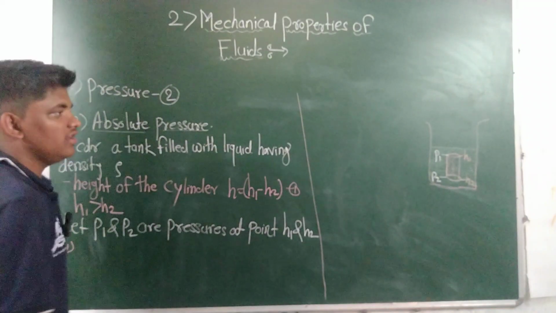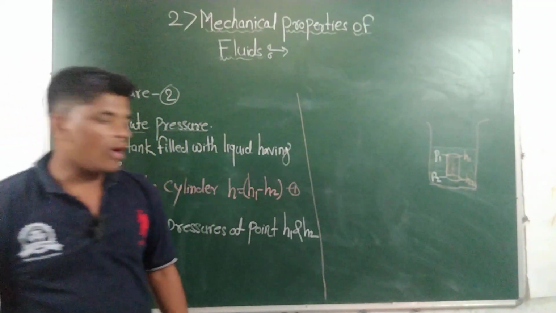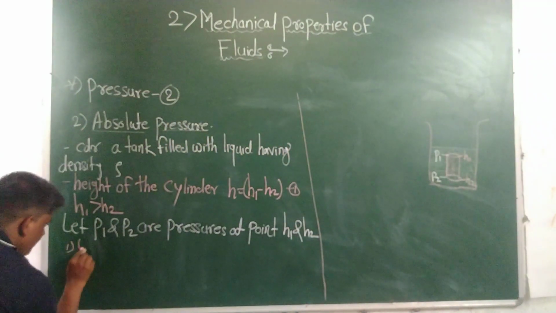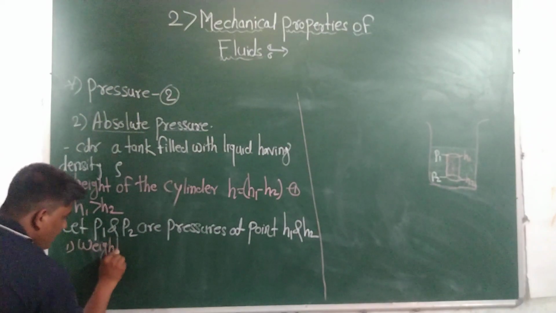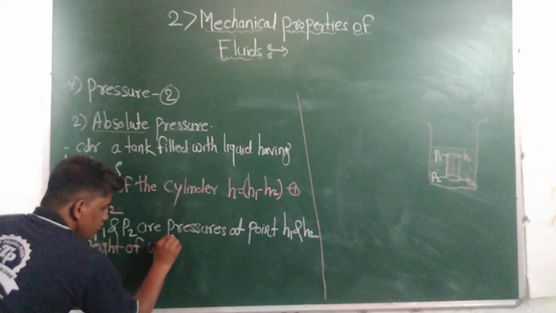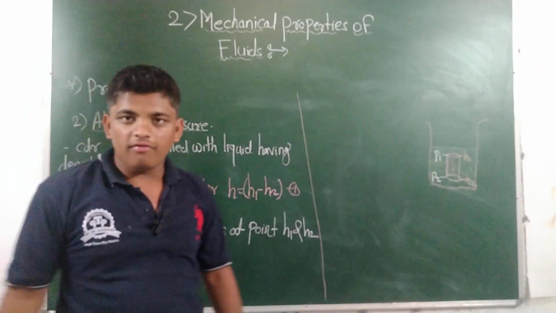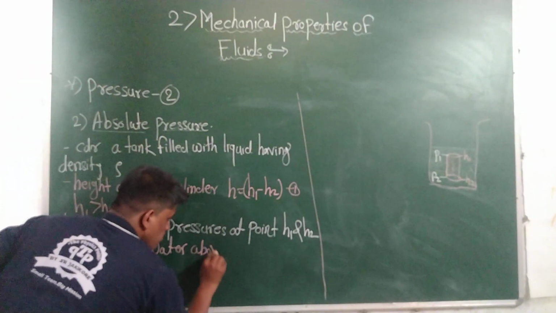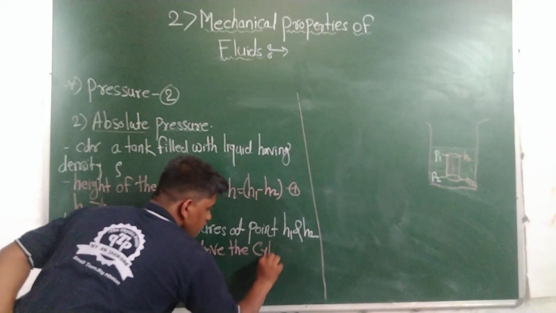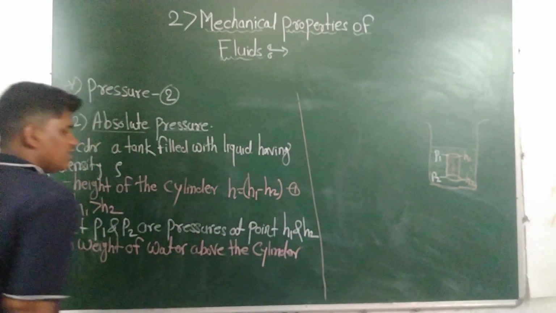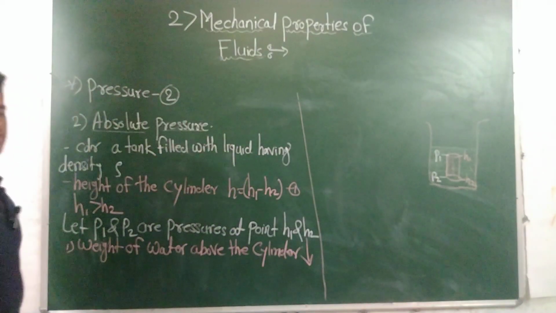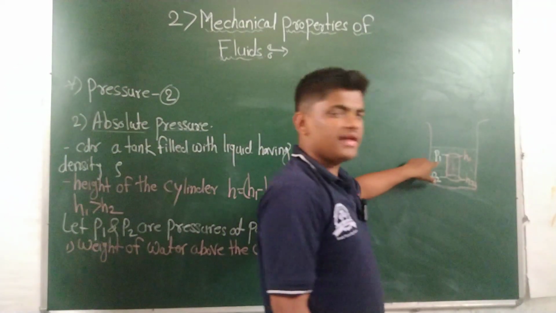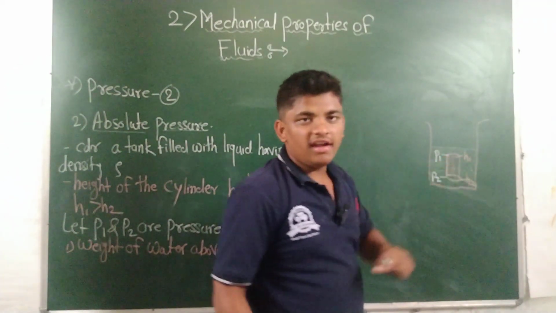The first force is the weight of water, the weight of the water above the cylinder, and it acts in the downward direction. I will just use an arrow here. Then that is F1. Here we have given pressure P1 at the height h1.